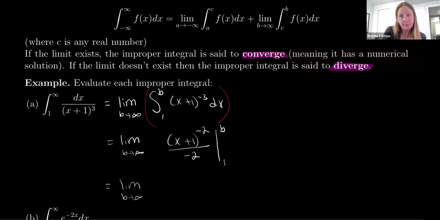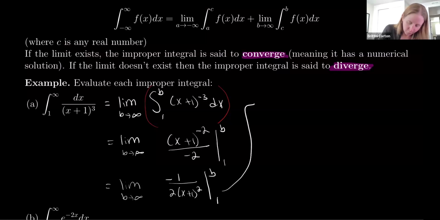You're welcome to plug in your bounds first and then simplify. It doesn't matter which order you do that. You are eventually going to have to simplify, so I like to start right at the beginning. So negative 1 over 2 times x plus 1 squared evaluated from 1 to b. Keep the limit notation. Without that limit notation, the equal signs would be wrong. Each equal sign you write down has to be correct.